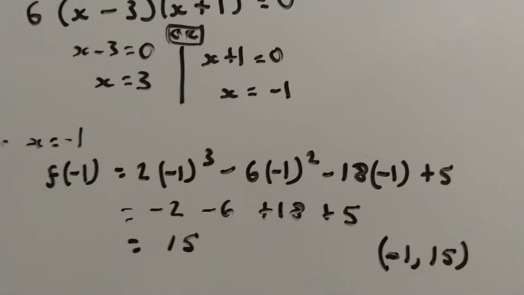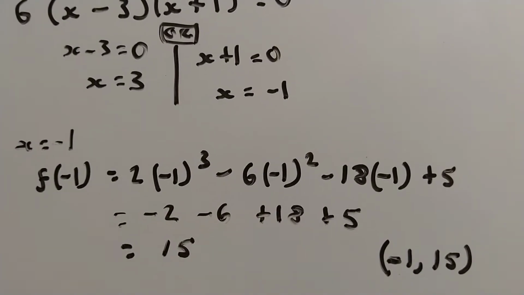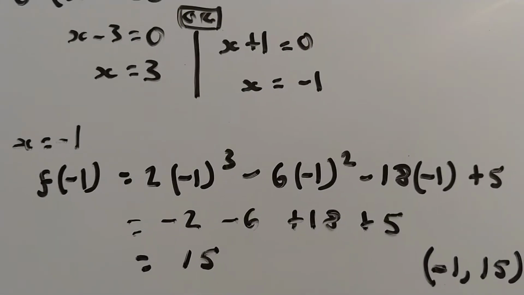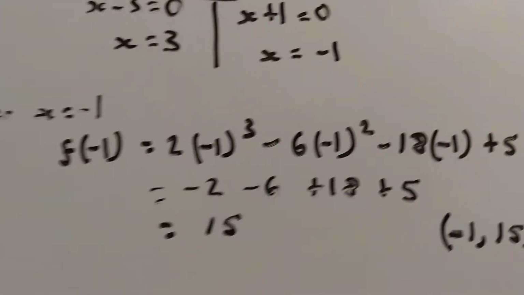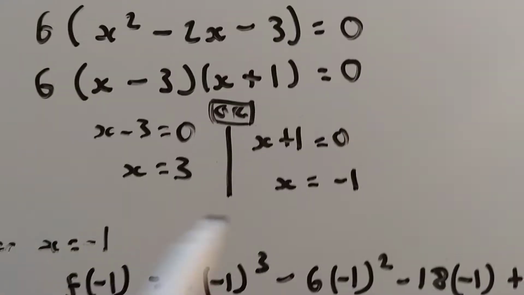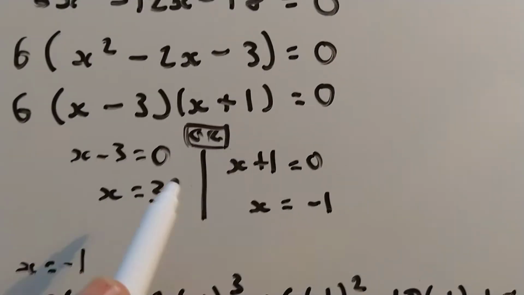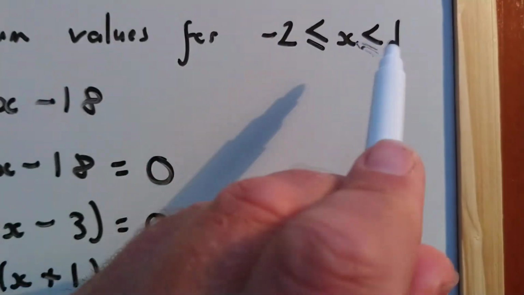I don't need to write it down, but just for my own idea of what's going on, I'm going to write the coordinates of the point. That's a stationary point at negative 1, 15. But the main point is that the value of this stationary point, when x is negative 1, gives us a y-coordinate of 15. That, as we said, is the only stationary point I need to worry about since this is outside the interval, but I better look at the endpoints.